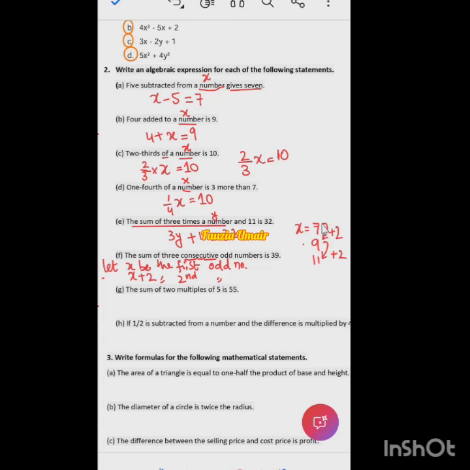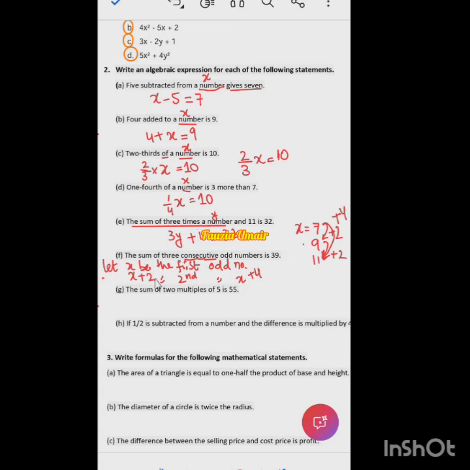You have x, and to find this, you will do plus 4. So the third odd number is x plus 4. Are you getting this? If x is the first odd number, then x plus 2 because they are consecutive. So in algebra, whenever there is this word consecutive, consecutive even numbers, consecutive odd numbers, we will use one variable only, right?